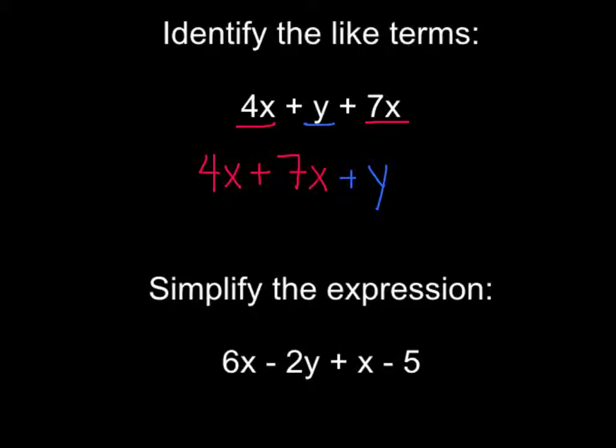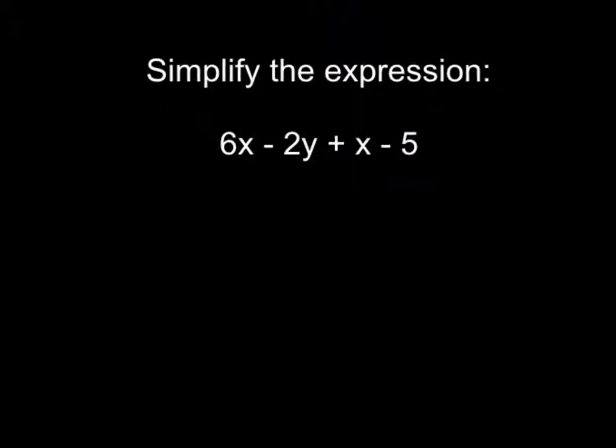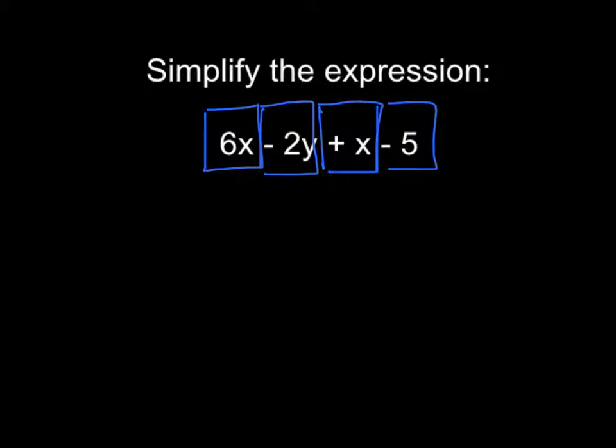Last equation that we have, simplify the expression. 6x minus 2y plus x minus 5. So I'm going to start this off by identifying my terms in here. I have 6x minus 2y plus x minus 5. So in all reality, I can write this as plus a negative, plus a negative. So now let's identify the like terms. I have x's, I have y's, and I have a constant.